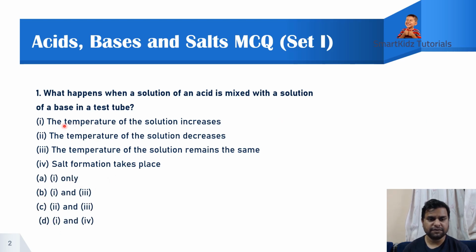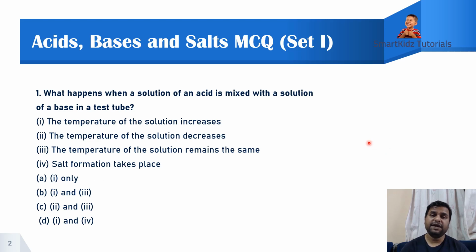Here are the choices that are given to us. A says only 1, which means the temperature of the solution increases. The second choice we have is 1 and 3: temperature of the solution increases, and temperature of the solution remains the same. It can't be both. Definitely we can rule out choice B. It can't increase and at the same time remain the same. Third one is 2 and 3, which is temperature of the solution decreases and temperature of the solution remains the same. Again, can't be the same. And the fourth one is 1 and 4, that is temperature of the solution increases and also salt formation takes place. Clearly we can make out it's either 1 or 4.